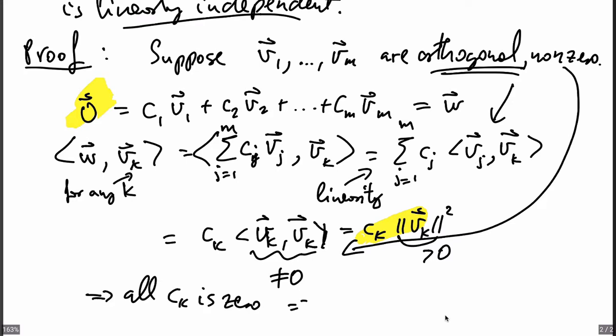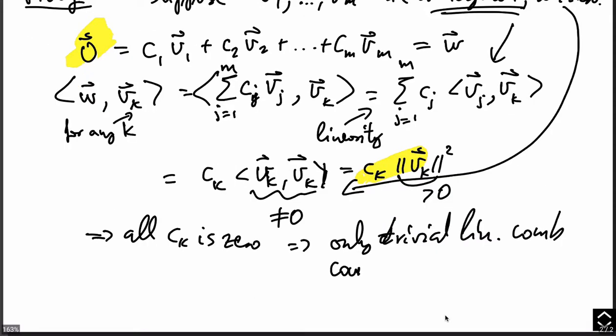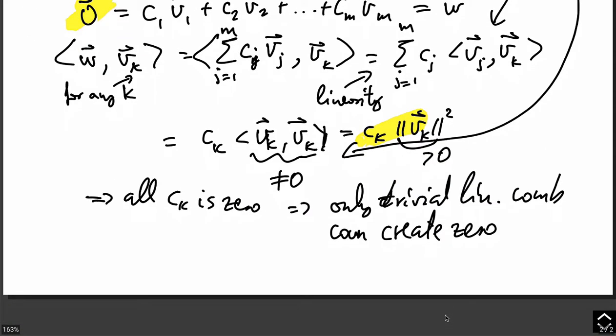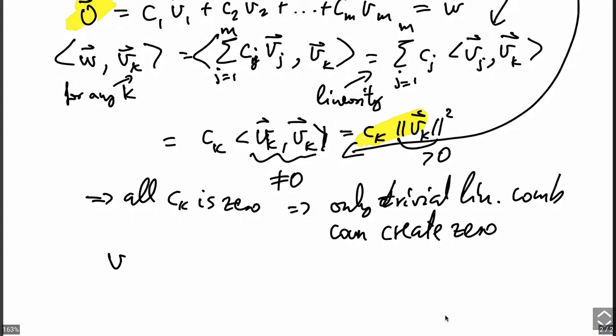That means only the trivial linear combination provides 0 or can create 0. So that means that the set v1 through vk is linearly independent, or the list is linearly independent.